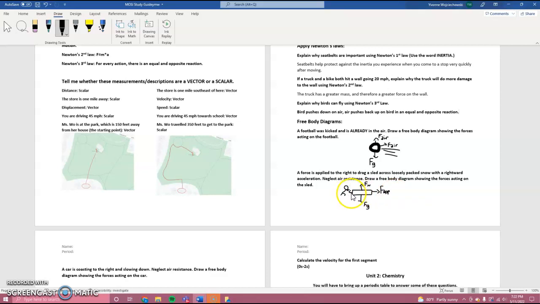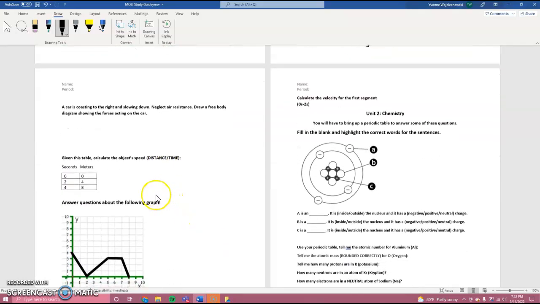Friction is working against us because we're pushing it towards the right, but I'm going to draw this underneath him. F friction for friction. He is pushing that, but the friction is always working against the direction of the applied force. So there is our sled being pushed. That one looks pretty good to me. Moving down to here.